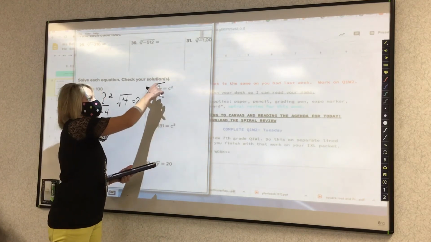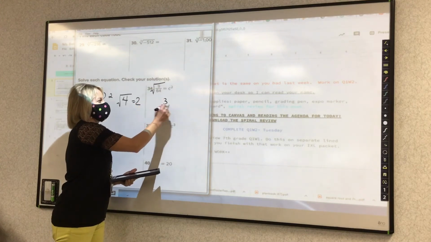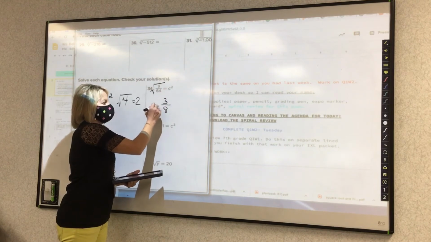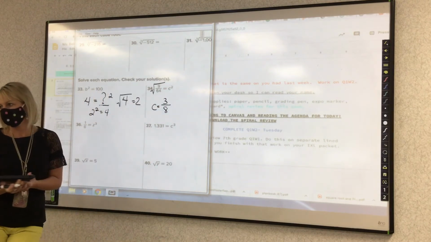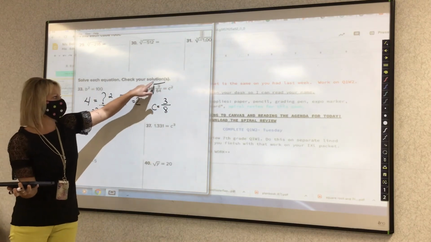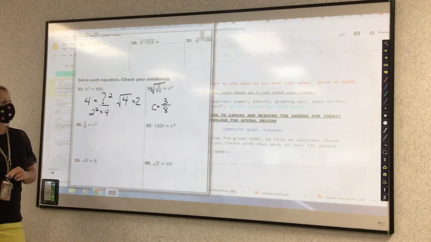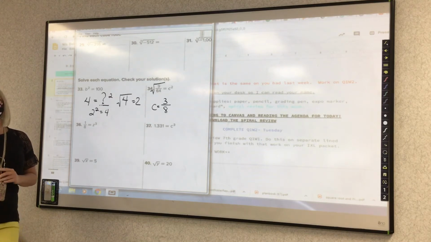So what's the square root of 9? 3. What's the square root of 64? 8. So C equals 3/8. Please put the square root sign over that fraction. If we just put 3/8, is that still right? Yes. I put 3/4. No, because 4 times 4 is only 16.